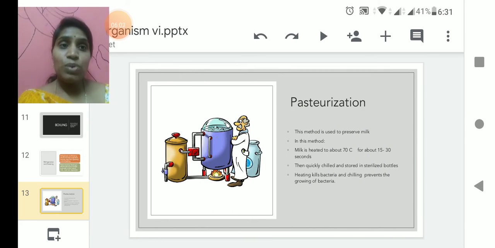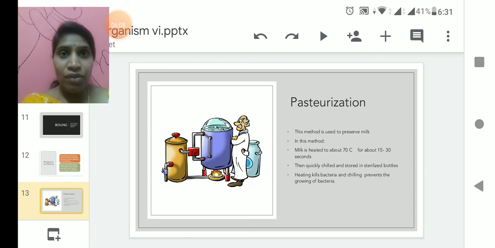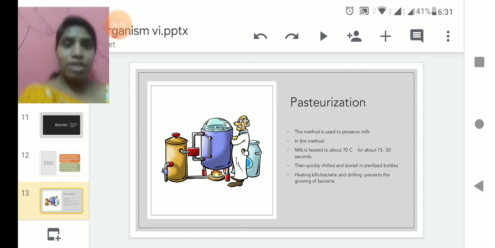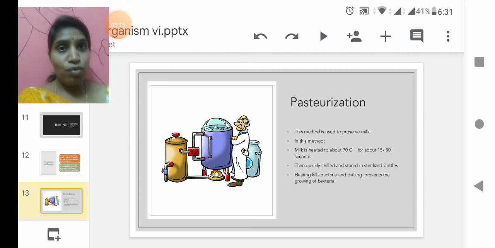So next one is pasteurization. Here pasteurization is which we commonly use in the milk, right? In the other materials also the pasteurization is used. So let's talk about the pasteurization of milk.